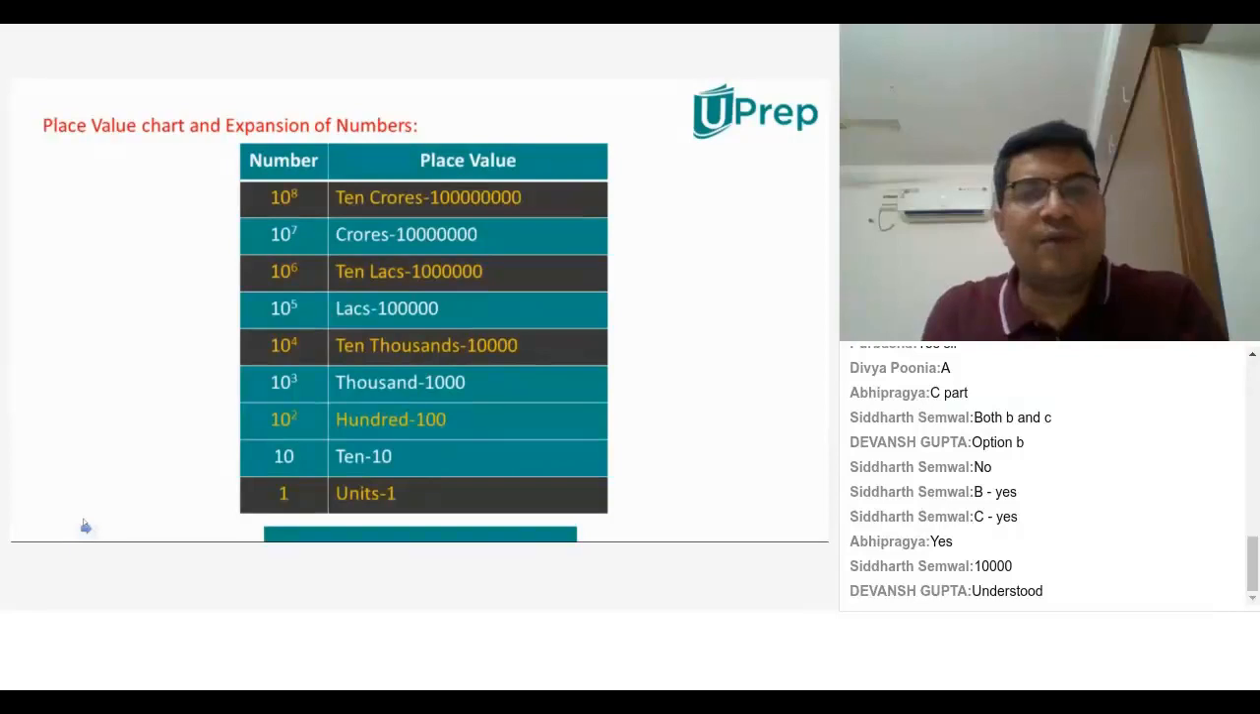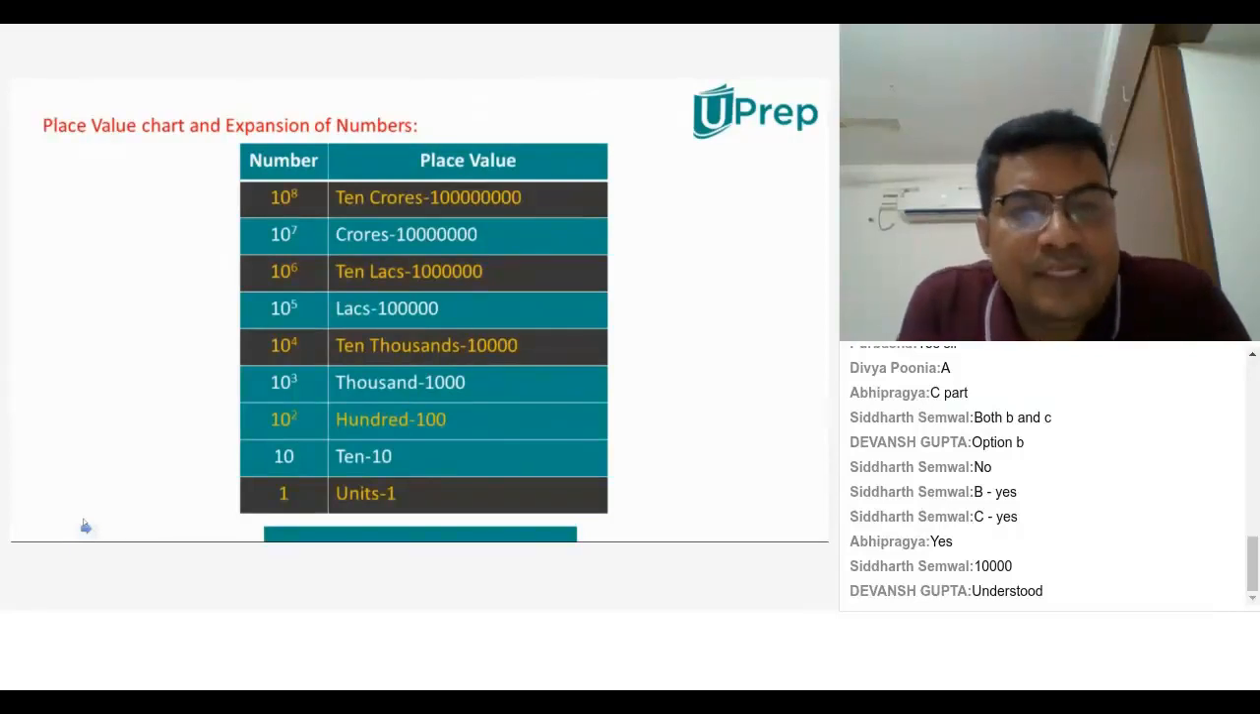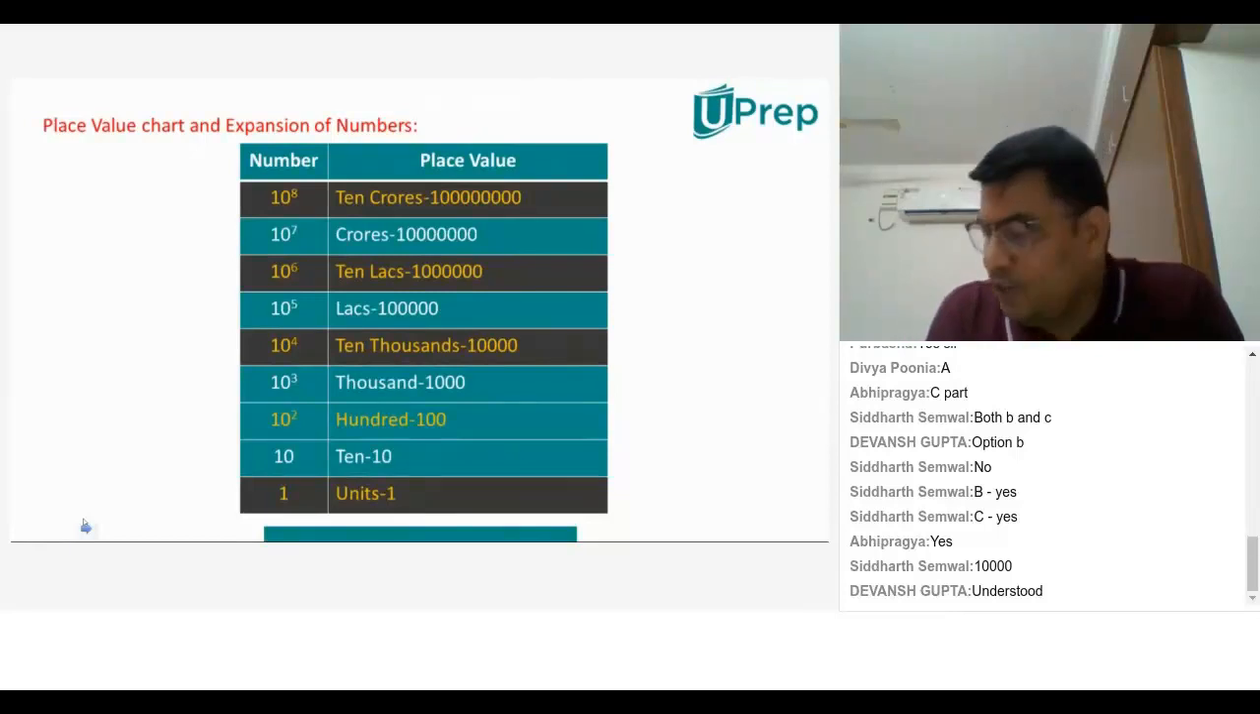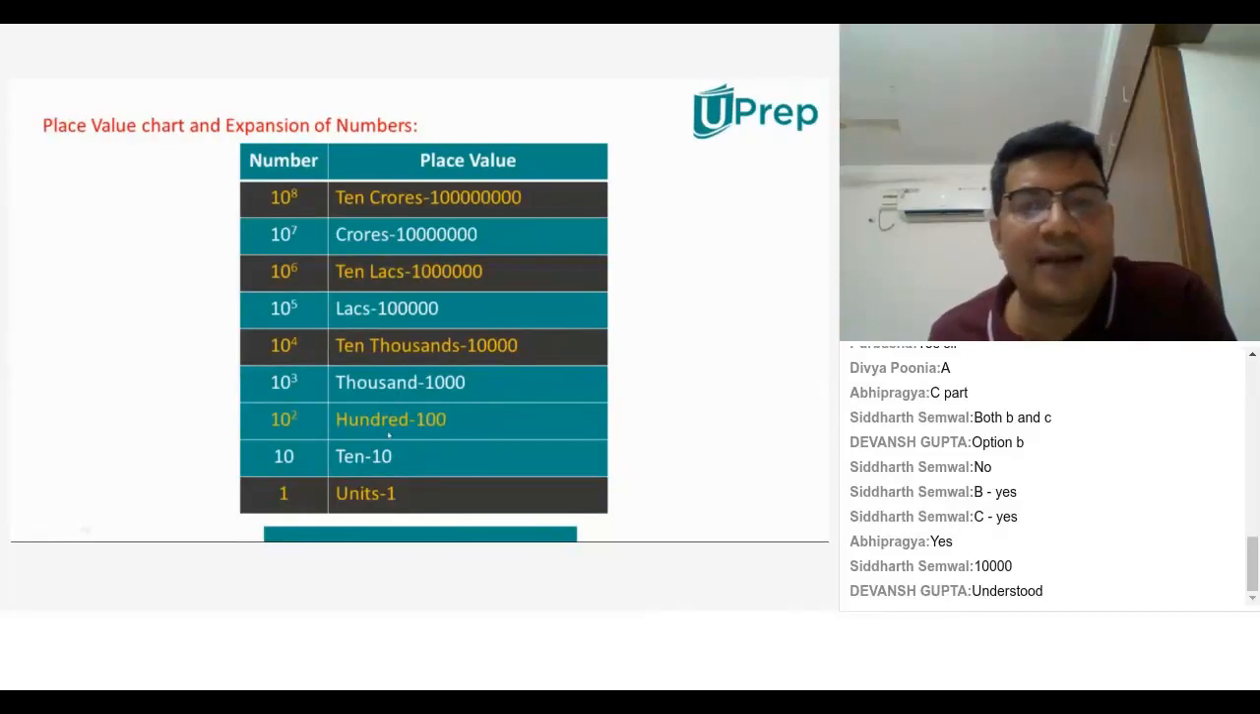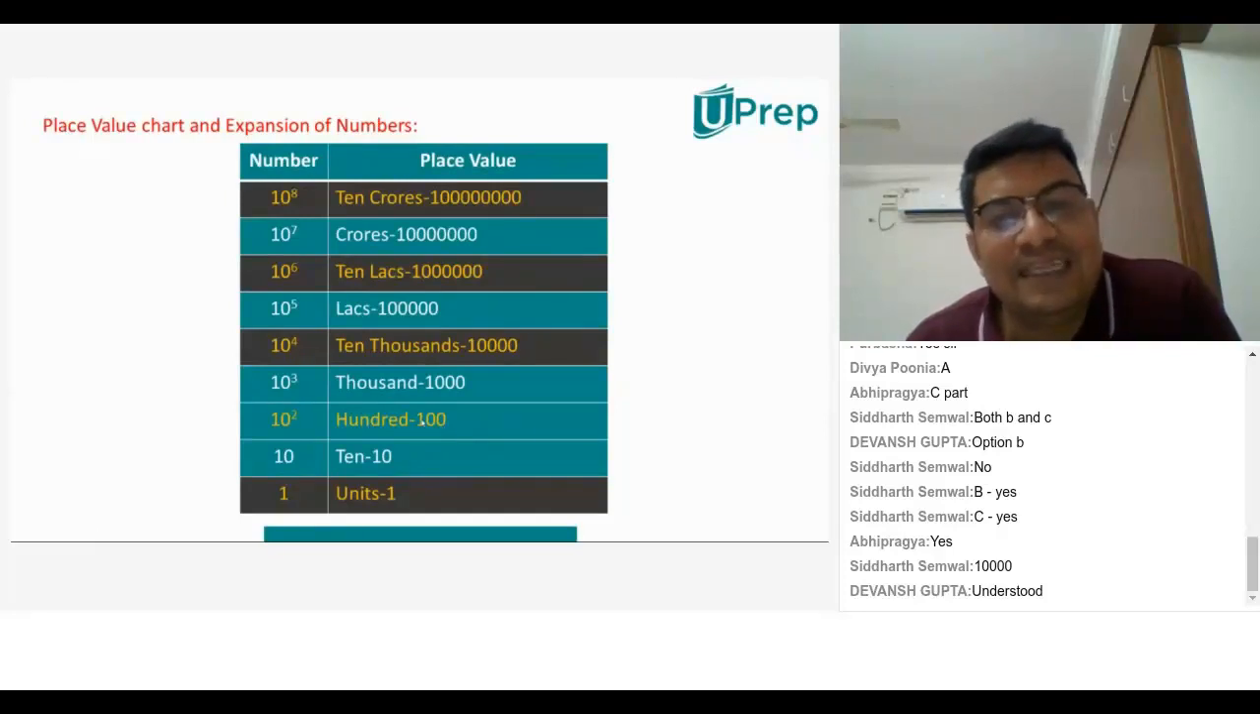So let me take you to something. This is what I want everyone to learn. If you look at the place value and expansion of numbers, 1 is the unit place. Whenever you have 10, we know it's 10. 10 square is 100. 10 cube is 1000. 10 to the power of 4 is 10,000. 10 to the power of 5 means 1 followed by 5 zeros. We call it a lakh.